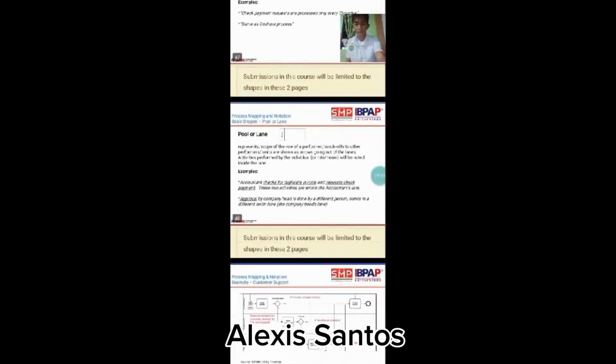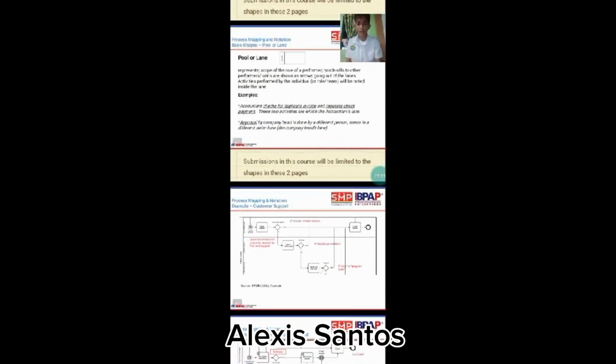Then swim lane represents the scope of the role of a performer, and handoffs to other performers. Units are shown as rows going out of the lanes. Activities performed by the individual or role or team will be noted inside the lane. Example: the accountant checks for duplicate invoice and requests check payment. These two activities are within the accountant lane. Approval by the company head is done by a different person, hence in a different swim lane, the company head's lane.